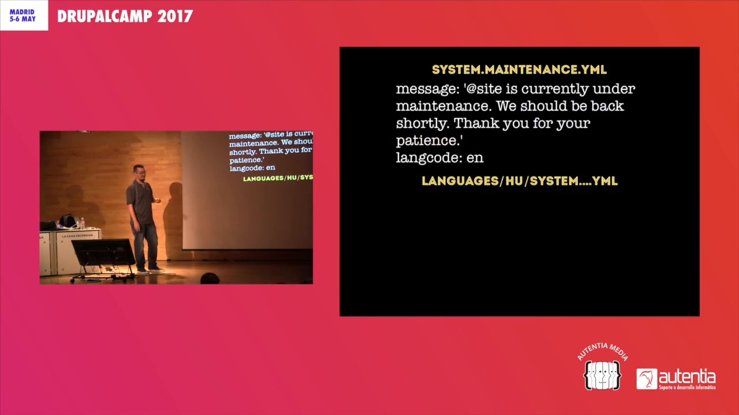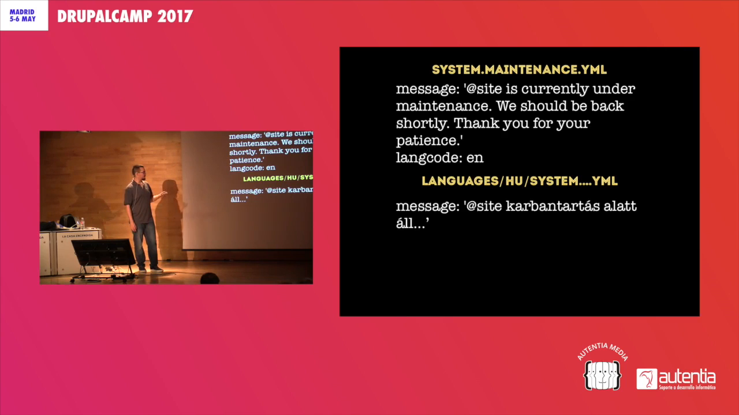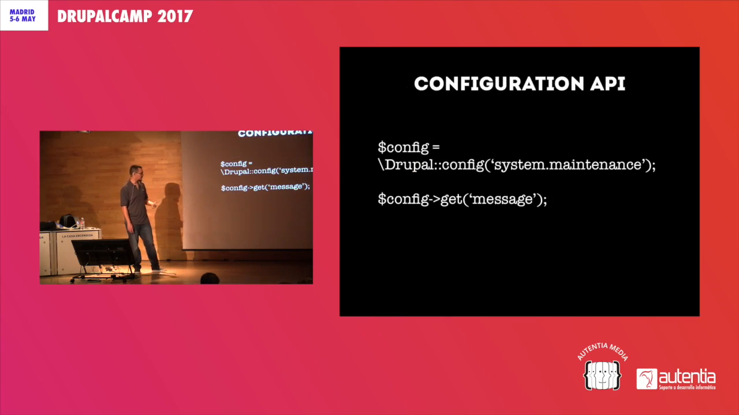So when we export our configuration to YAML files and we have translation, this will be exported to a language folder, and you will have different folders for each language with the language code. So in this case, we have the Hungarian translation of the system maintenance object. So we will have the same file with the strings in a different language in this folder. So if you have multiple languages, you will have multiple folders.